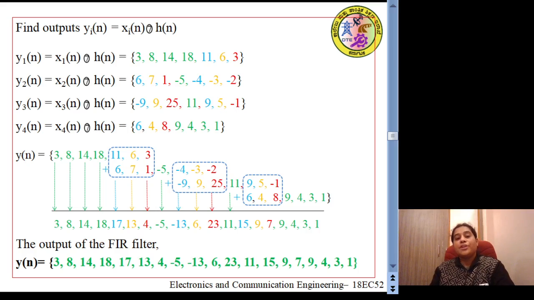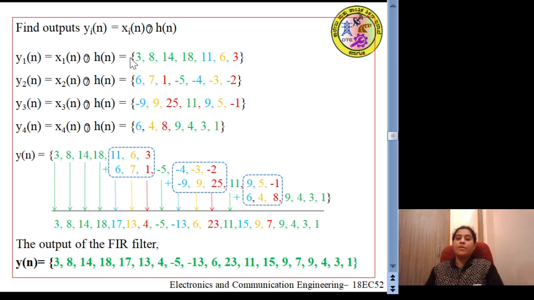Similarly, the fourth output block consists of the 7-point circular convolution of x4 of n with h of n. So our y4 of n has the samples 6, 4, 8, 9, 4, 3 and 1. These are the blocks of output obtained by 7-point circular convolution of the input blocks with the impulse response of the FIR filter.